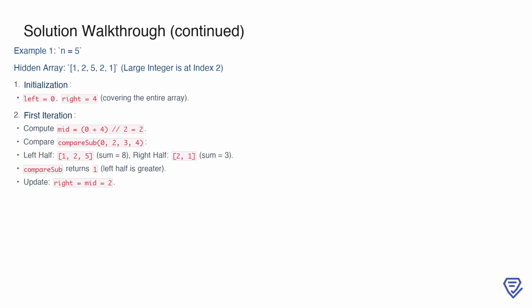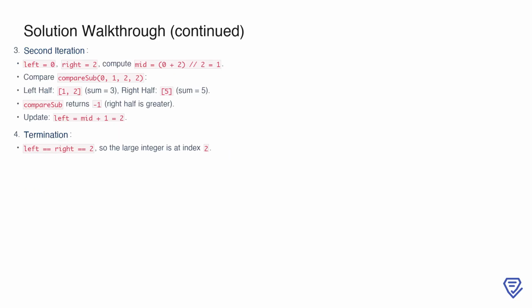In the first example, we have a hidden array of size 5 with the values 1, 2, 5, 2, 1, where the largest integer is at index 2. We start by initializing left to 0 and right to 4, covering the entire array. During the first iteration, we calculate mid as (0 plus 4) // 2, which gives us 2. Using the compareSub API, we compare the sum of the left half, 1, 2, 5, with the sum of the right half, 2, 1. The left half has a sum of 8, while the right half sums to 3. Since the compareSub result is 1, indicating the left half is greater, we update right to mid, narrowing our range to indices 0 through 2.